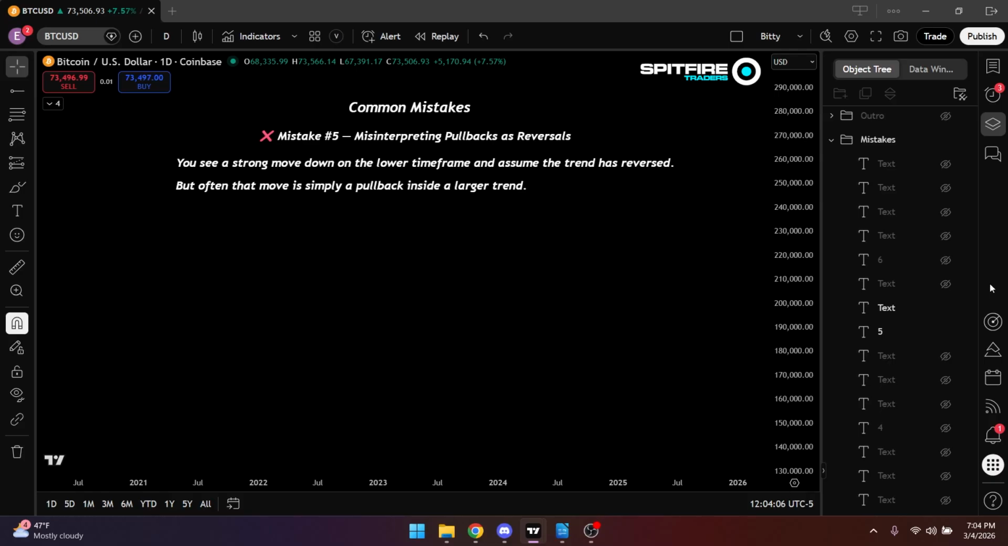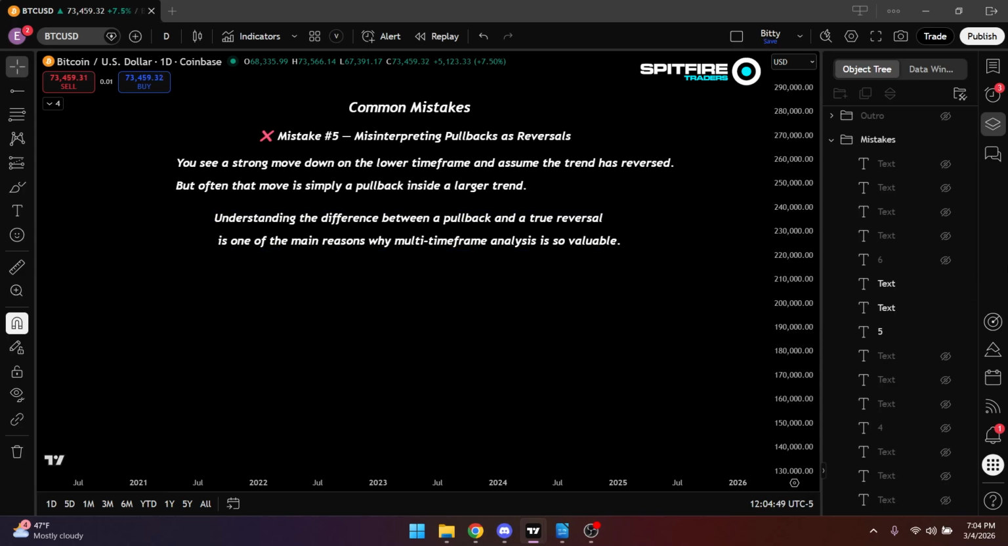For example, the daily chart might clearly be bullish, but the 4-hour chart starts pulling back and prints a series of red candles. If you are looking at the 4-hour and 1-hour chart, you might think the market is turning bearish. In reality, that move may simply be the market retracing before continuing the higher timeframe trend. Understanding the difference between a pullback and a true reversal is one of the main reasons why multi-timeframe analysis is so valuable.